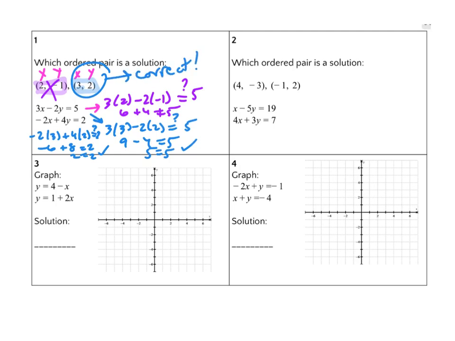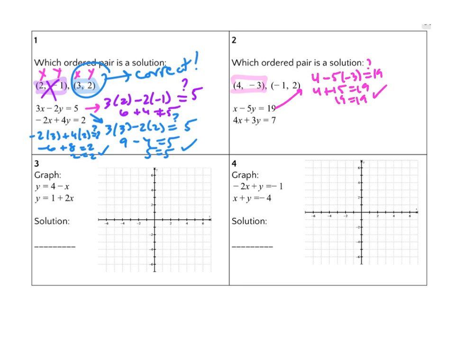So you're evaluating. Same thing. So you don't have to solve this one. Let's check this one first. 4 minus 5 times negative 3. Does that equal 19? Ooh, I'm hopeful. 4 plus 15 equals 19. 19 equals 19. Yes. Okay, so let's check the second one.